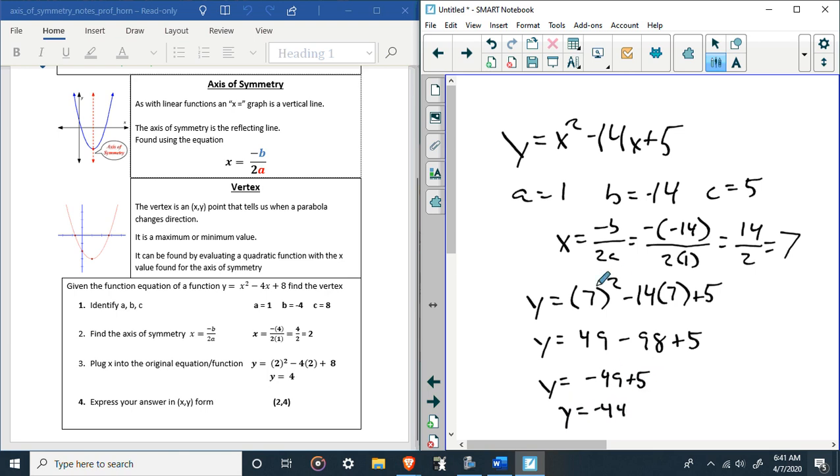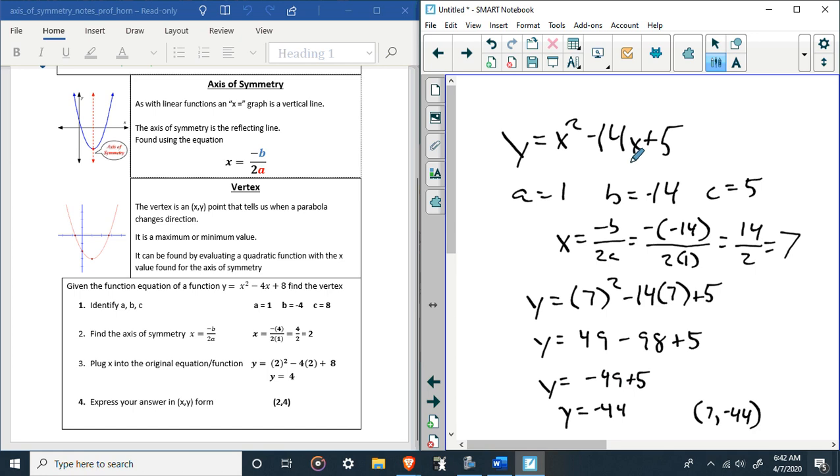Do me a favor, you know x, you know y, your last thing is to express them as a point, okay? So where is it located? 7, negative 44. For you guys to graph 7, negative 44 is pretty much impossible. So if you wanted to find the minimum or the maximum or things like that, it's going to be a little bit tough, okay?